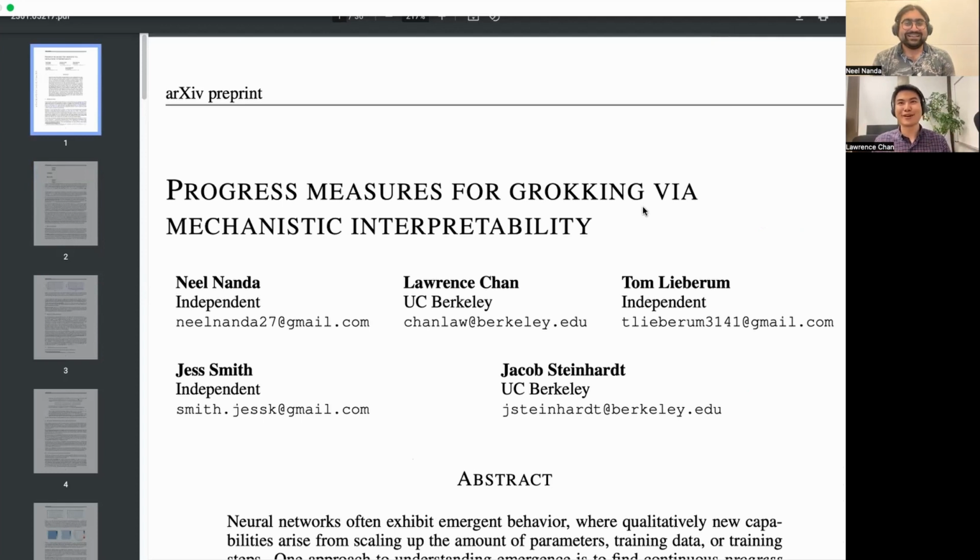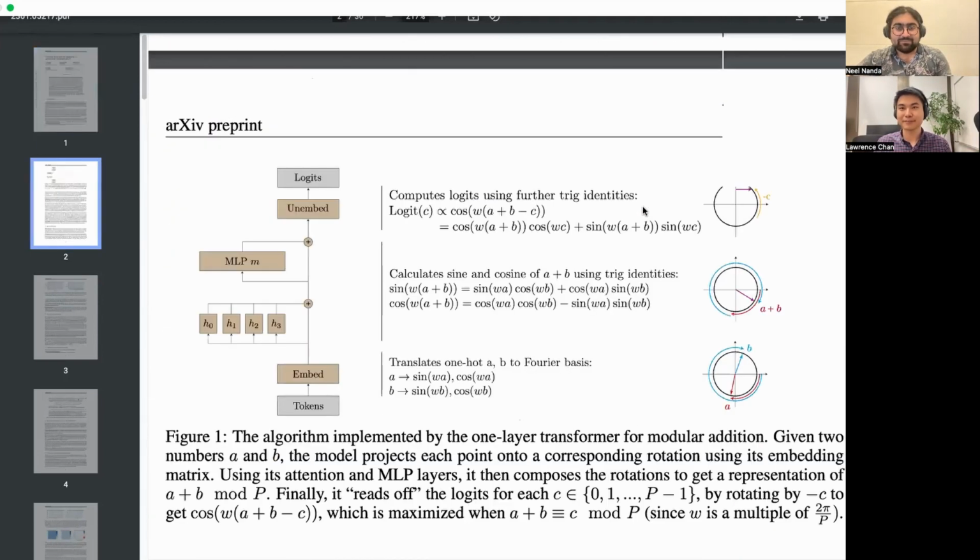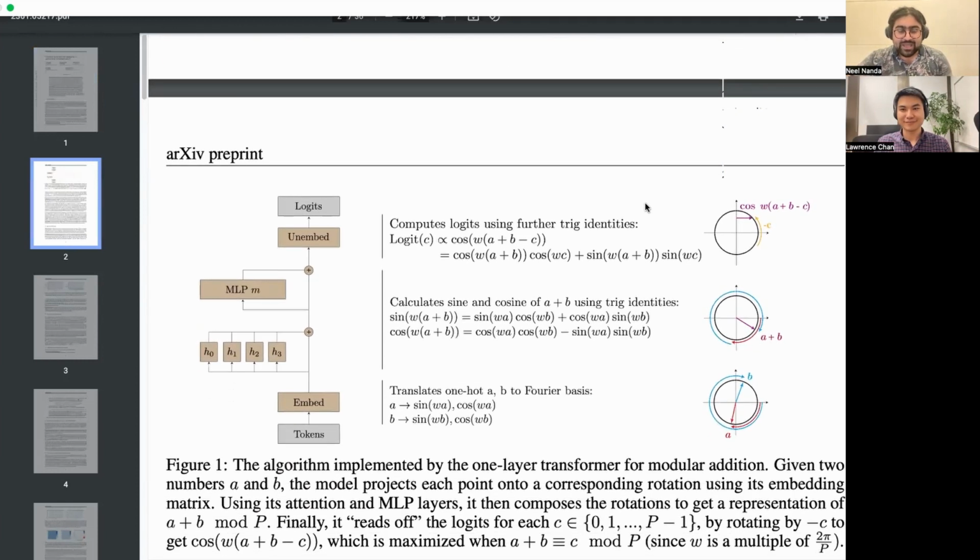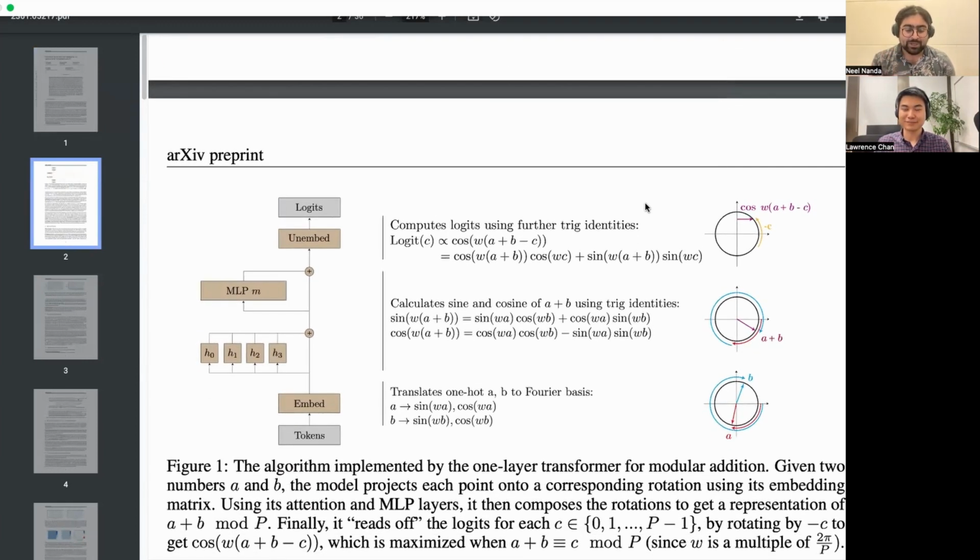Welcome to part 2 of a walkthrough for the progress measures for Grokking via Mechanistic Interpretability paper. You should go check out part 1 for an overview of what's interesting about the paper and how to think about it. Here we're going to be diving deeper into the weeds. We're going to spend a bunch of this focusing on what the algorithm the model learned to do modular addition actually is. And metaphorically, a lot of the vision of this paper is to beat a reader over the head with, yes, we really, really understand this one model, and it is possible to reverse engineer a model.